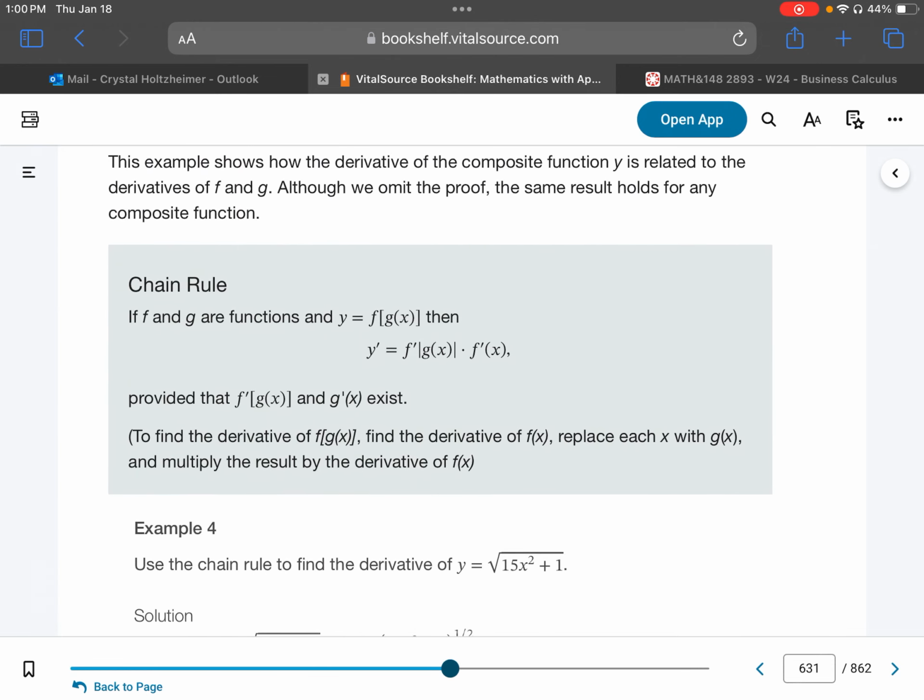If f and g are functions and y equals f of g of x, so there we can see that composite function notation, then to find the derivative of y, we take the derivative of f of g of x and we multiply by the derivative of f. Now, when you look at this in this format, I think it looks gloriously confusing. It's like, wait, what did you just say in English? So we're going to take a look at what this chain rule is actually saying, okay?